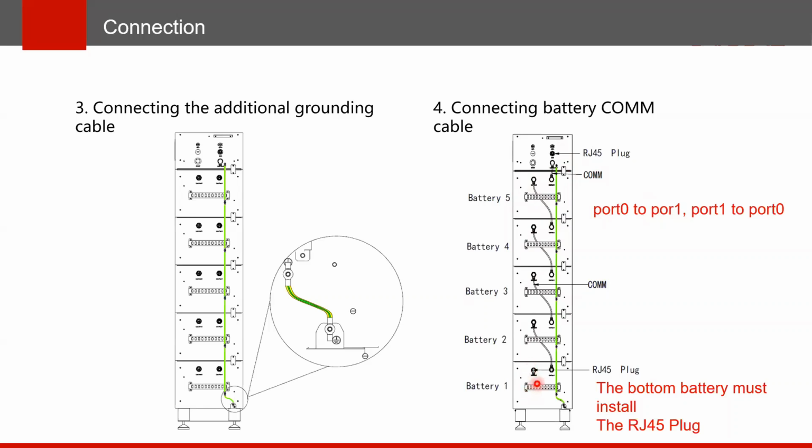Otherwise, we may lose the sequence of these batteries. For example, if there are five batteries, without this resistor we can't determine the sequence. We don't know which one is the first, which is the second, and which is the last. Only when we plug this cable in can we know the order. Okay, so I will show you some photos. Later, this training will show you the mistakes we may often make. Let's go on.